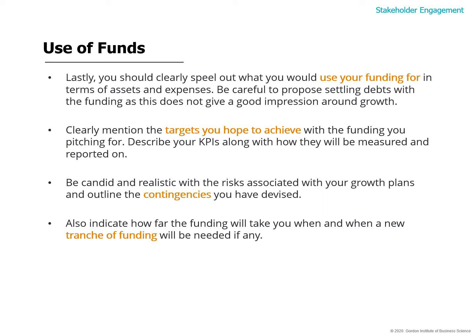Remember, be candid and realistic with the risks involved. So you want to show that you've thought about how things could go wrong, and not only have you thought about it, you've to some extent quantified the risk associated with it as well. To what extent is it likely to happen? Is it highly likely, highly unlikely, etc.?